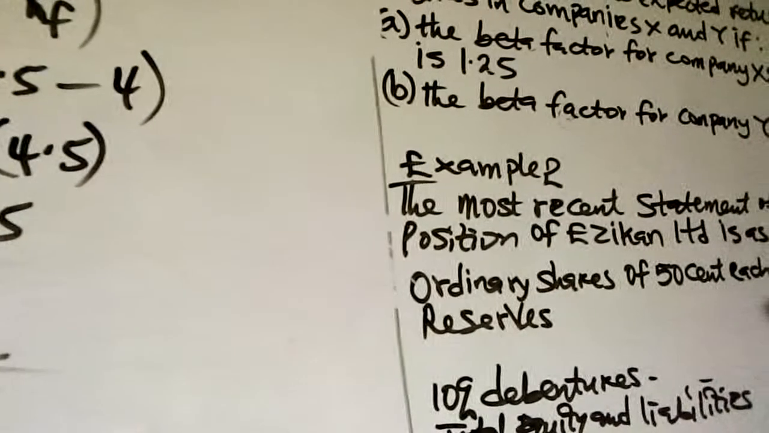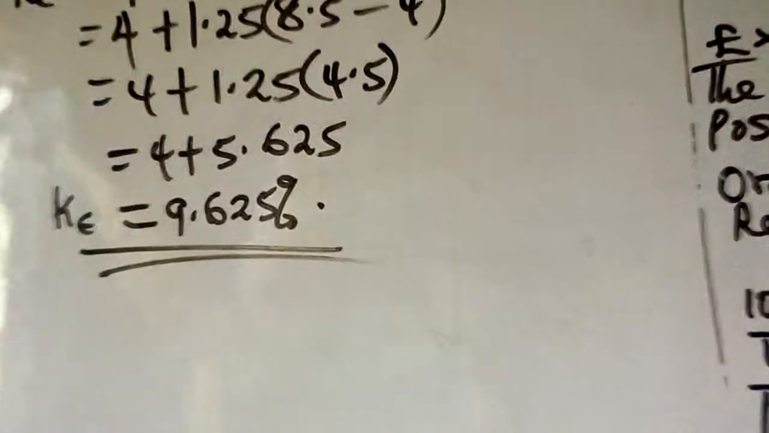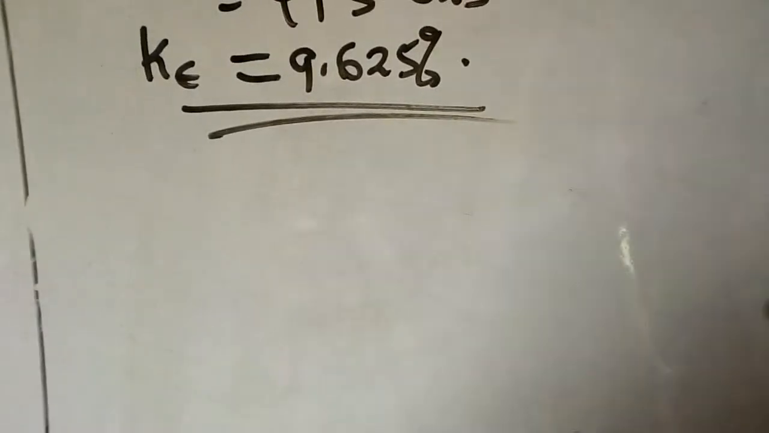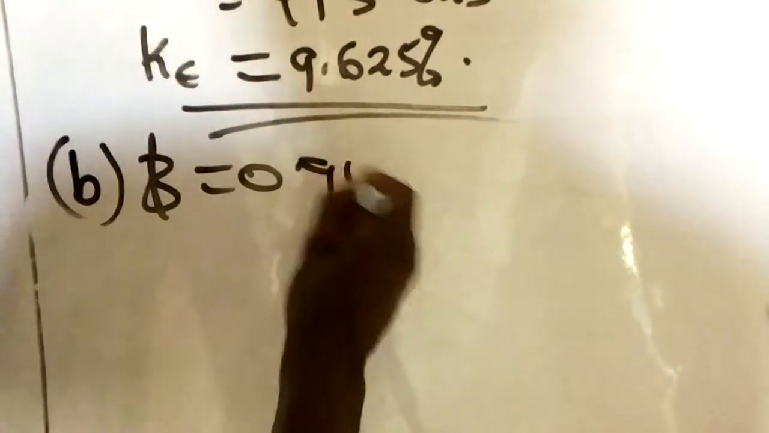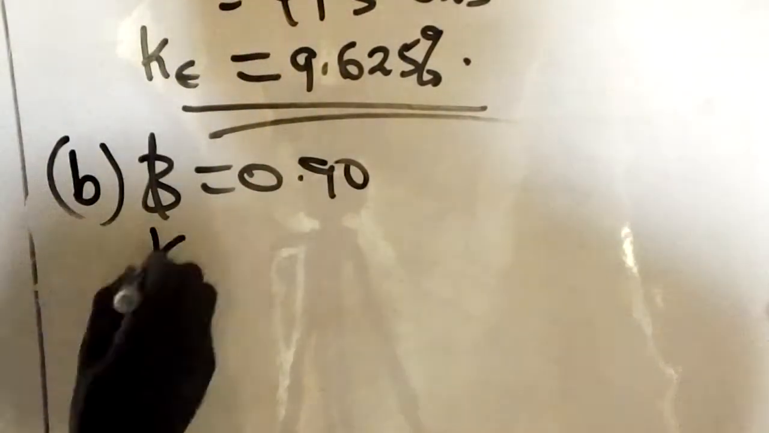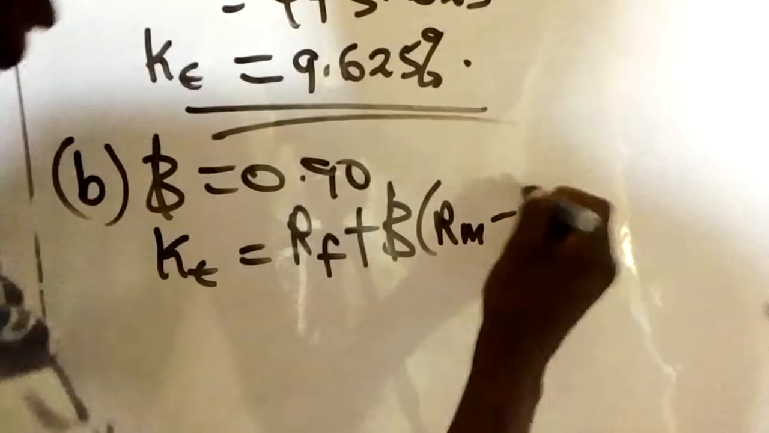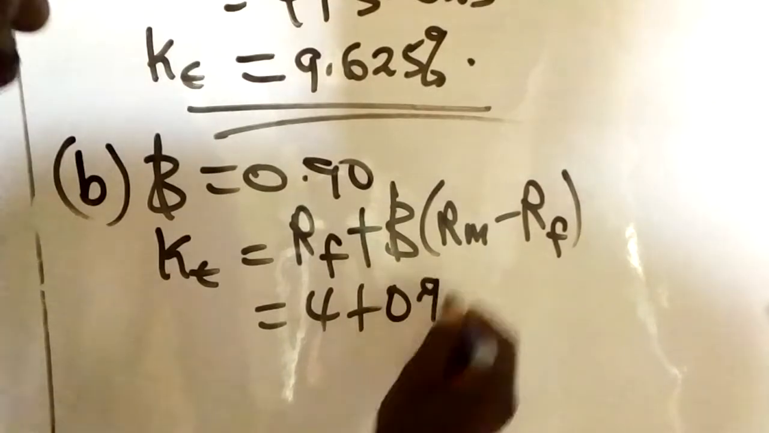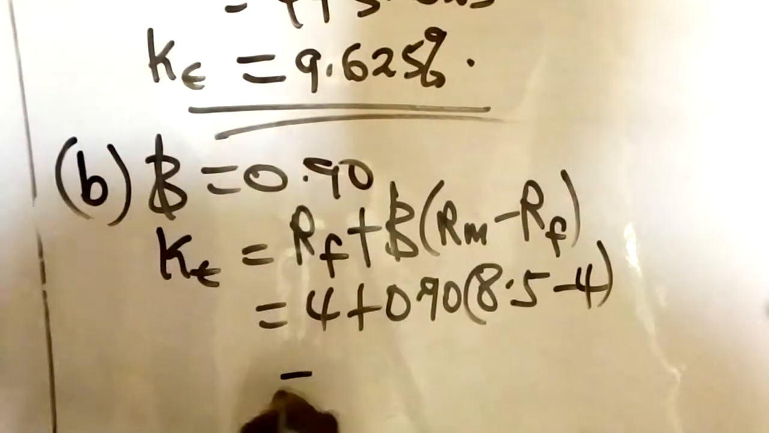Then the B. In the B aspect of the question, the beta factor for company Y is 0.9. You are given the beta factor for company Y to be 0.9. So if the beta is 0.9 and other parameters are the same, the cost of equity remains RF plus beta into RM minus RF. Our RF remains 4%, the beta is 0.90, RM remains 8.5 and the risk-free rate is 4.